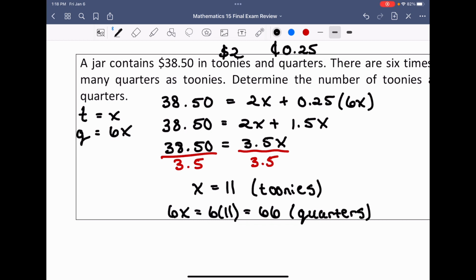There we go. So we would say therefore, and these are our two solutions here. This amount of toonies, which I'll highlight the whole thing, this amount of quarters.